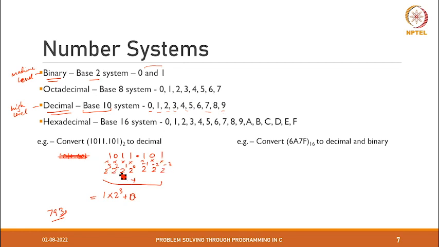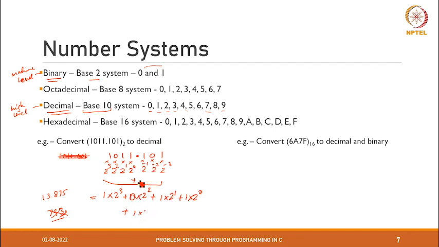Anyway, we'll see. So 0 into 2 to the power 2 plus 1 into 2 to the power 1 plus 1 into 2 to the power 0. Sir, it would be 13.875. Okay, fine. We can probably calculate that. I'll just write down the procedure for you. Maybe you can calculate and check how much it is.